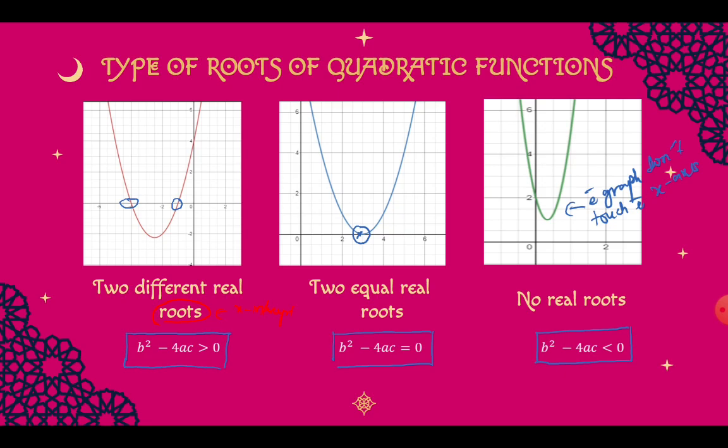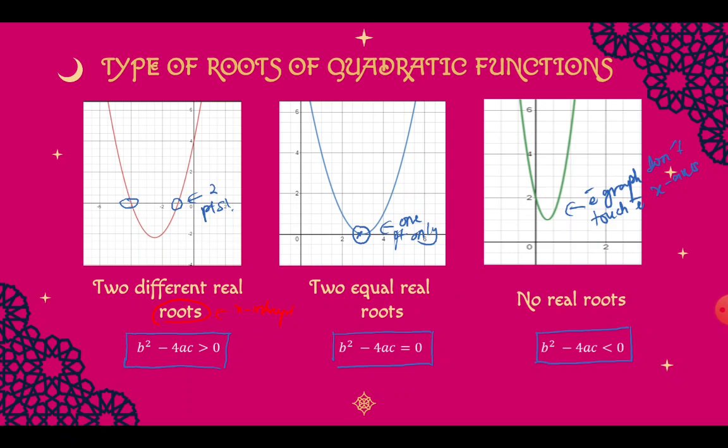Okay, so how about the graph? The graph must touch the x-axis at 1 point only. Meanwhile, these 2 points. Okay, how about the last one?